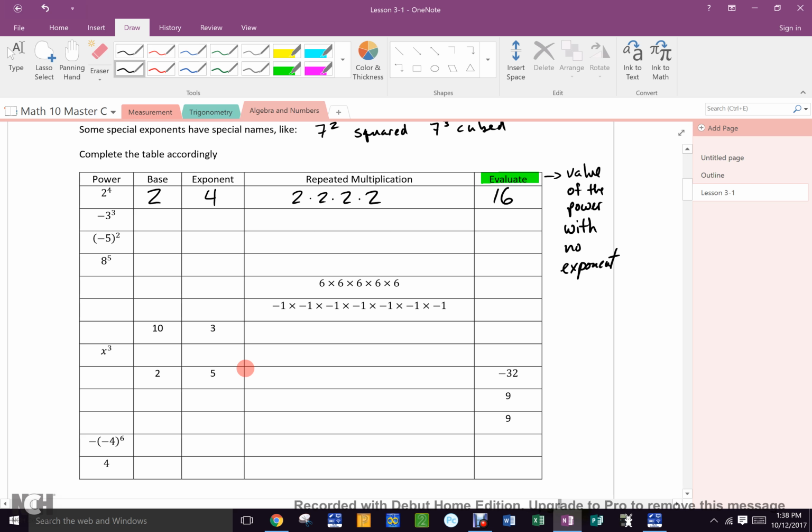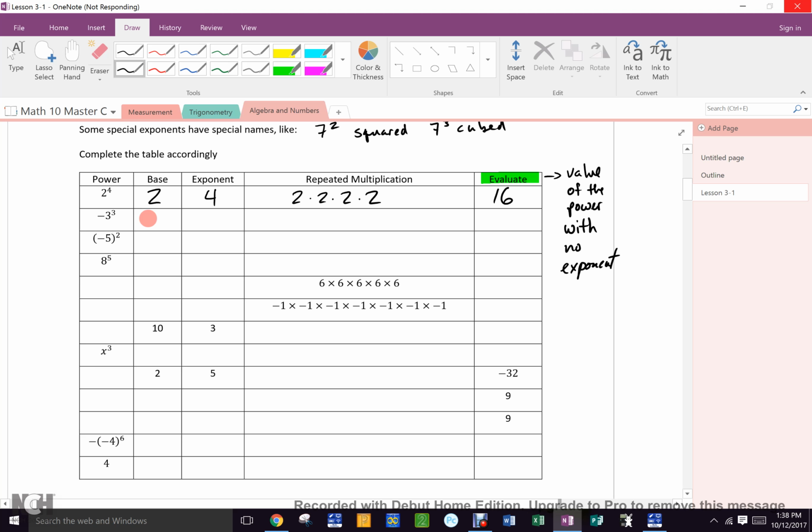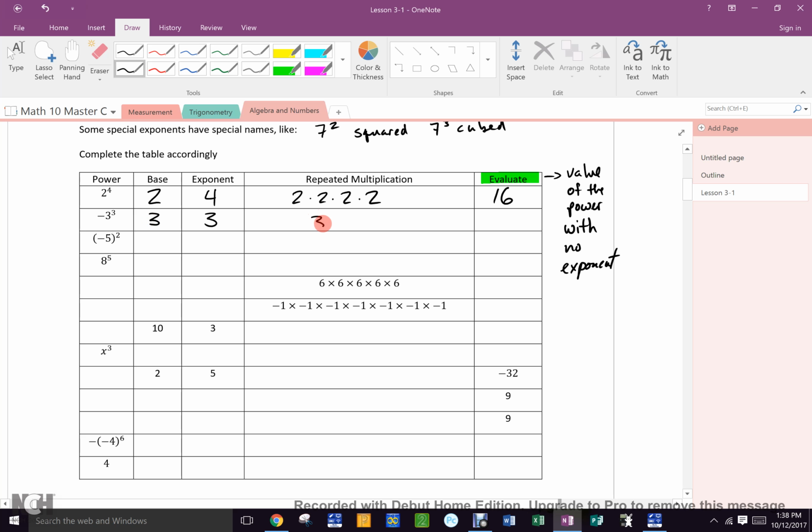Let's go over a few of these. Moving on to the second row. What is the base here? 3. What is the exponent? 3. If the base is 3 and the exponent is 3, how many 3's do I have to write in here? 3. Which is 27. But what does that negative do? Means there's a negative in front of everything we do, so there better be a negative in front of my answer.